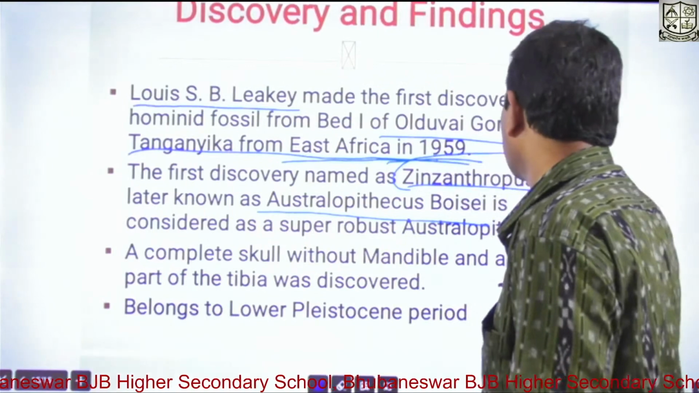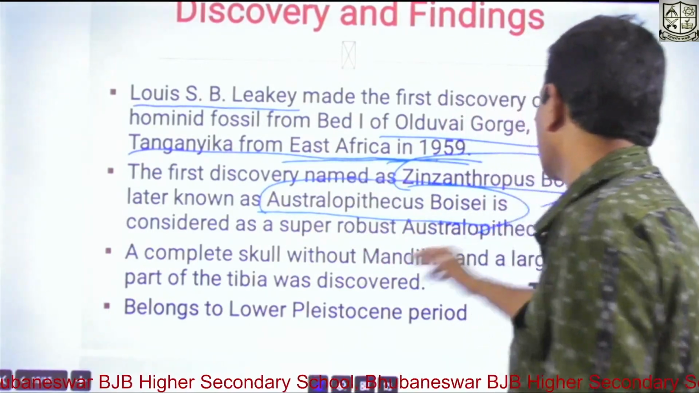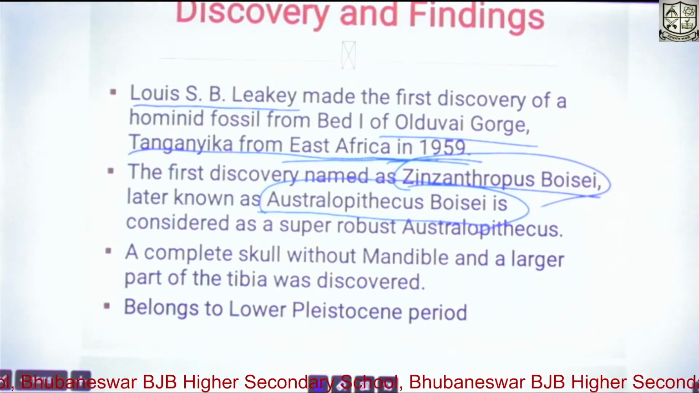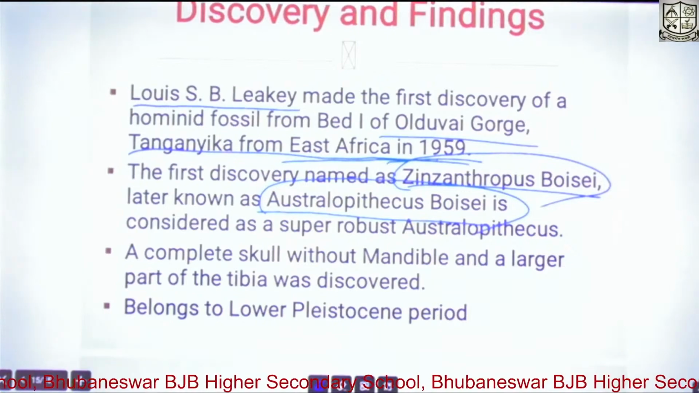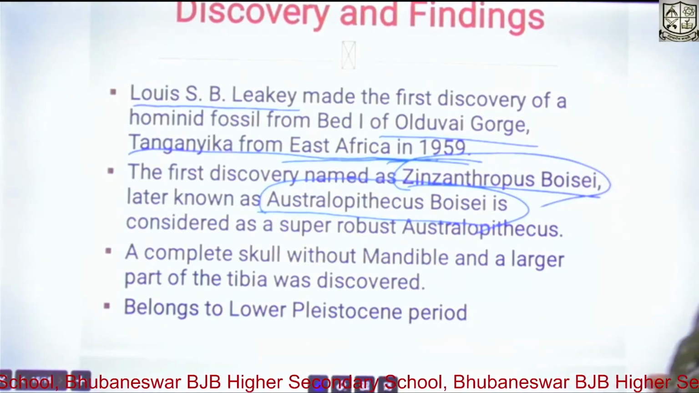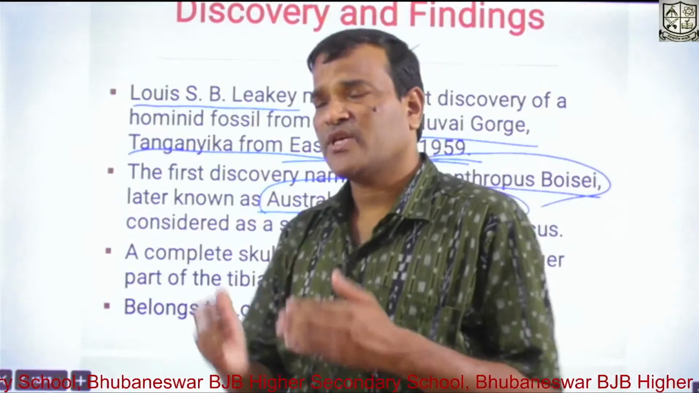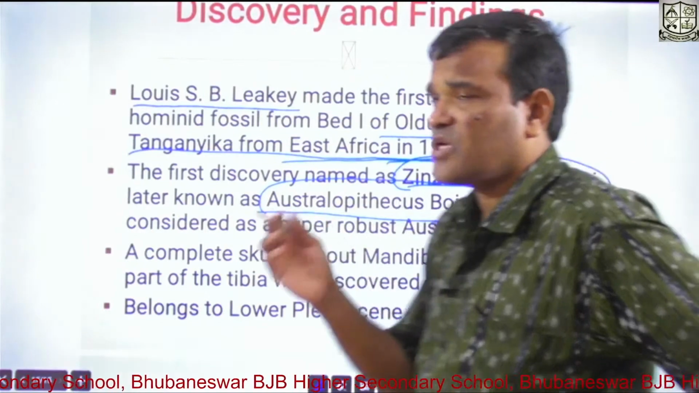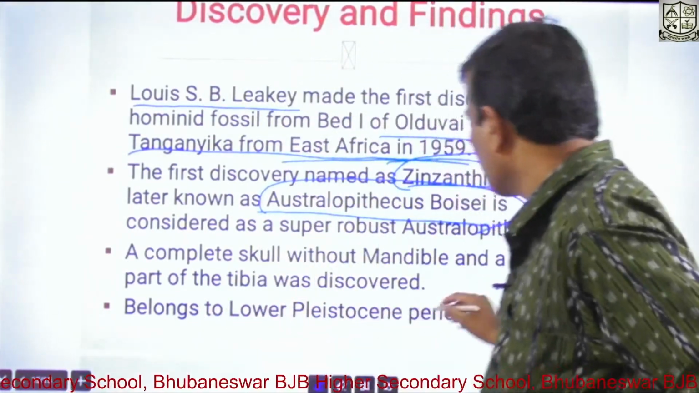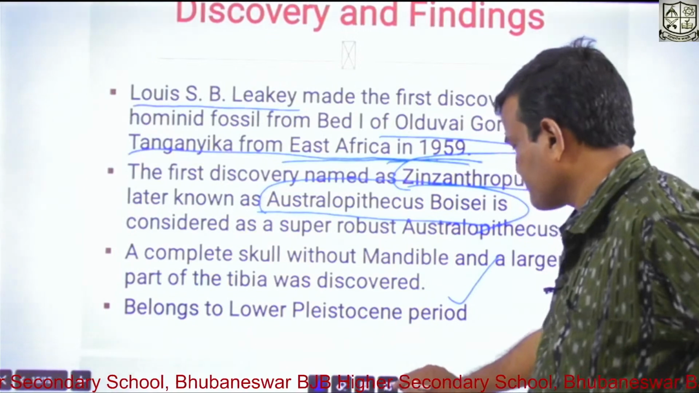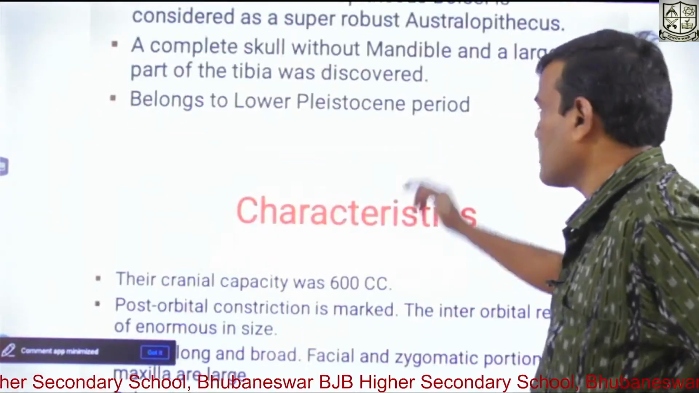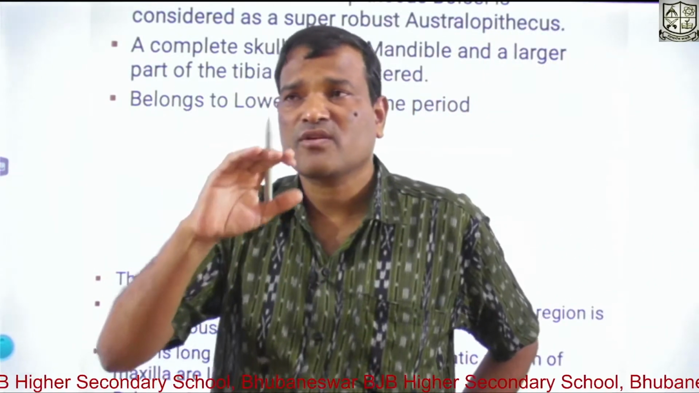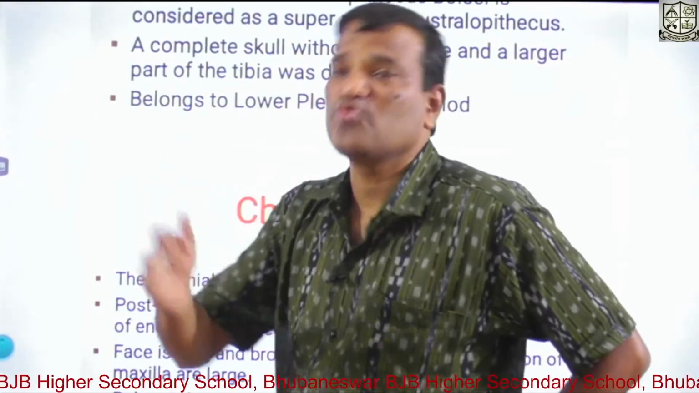It was first called Zinanthropus boisei, then later identified as Australopithecus boisei, and considered a super robust Australopithecus. At that time a complete skull without mandible and a larger part of the tibia were discovered from Olduvai Gorge by L. S. B. Leakey. This Australopithecus belongs to the lower Pleistocene period. The Australopithecine group developed from the Miocene and Pliocene into the lower Pleistocene.